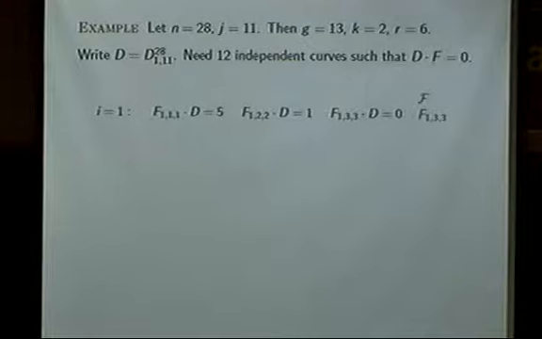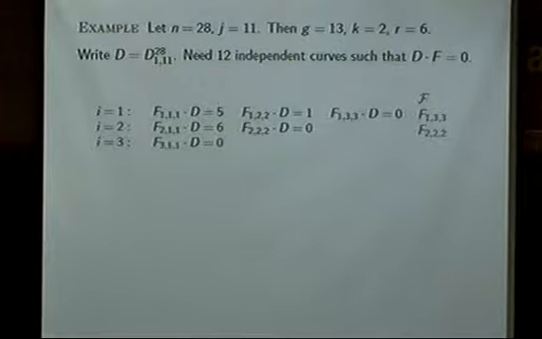You do this for each I. For I equals 2, we get a non-zero number. Keep going, get a 0, we take it. For I equals 3, compute f 3 1 1. It intersects our divisor d in degree 0. So we're done. We take that curve.